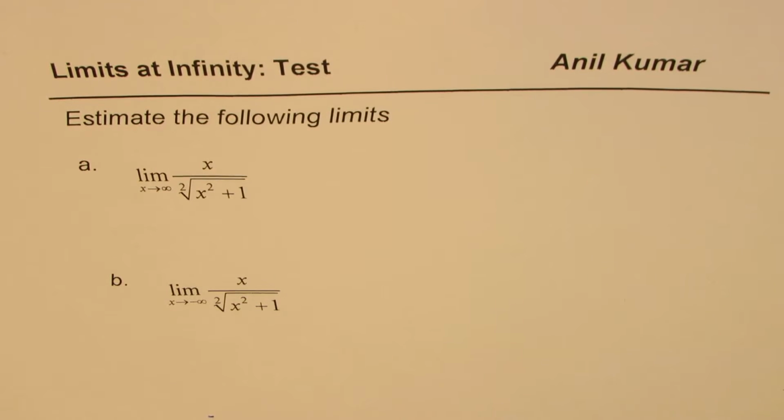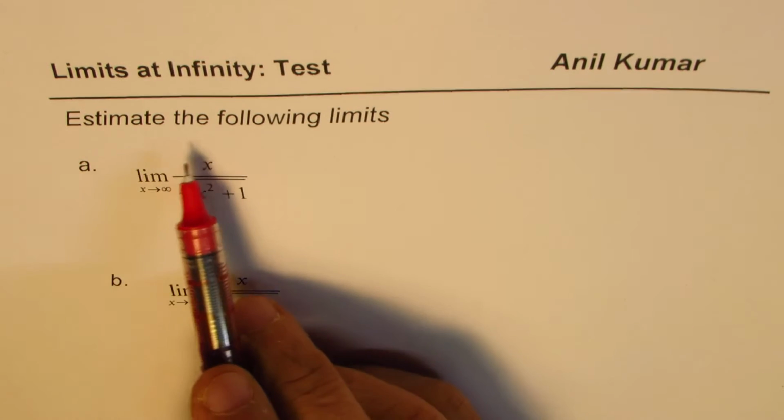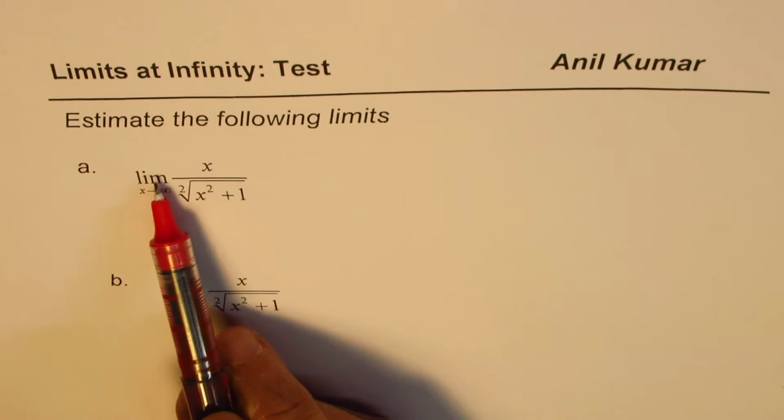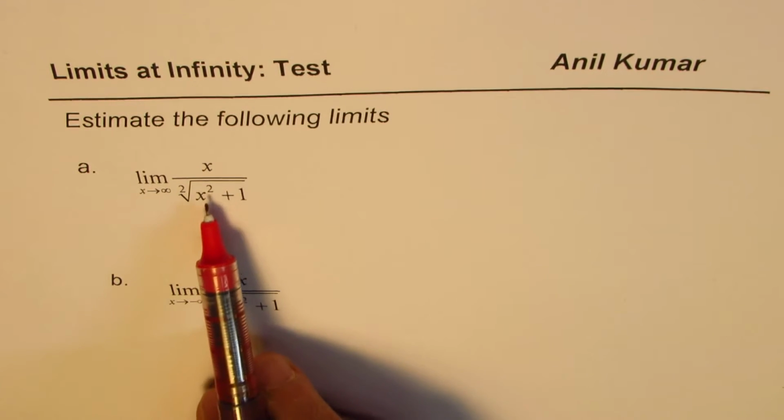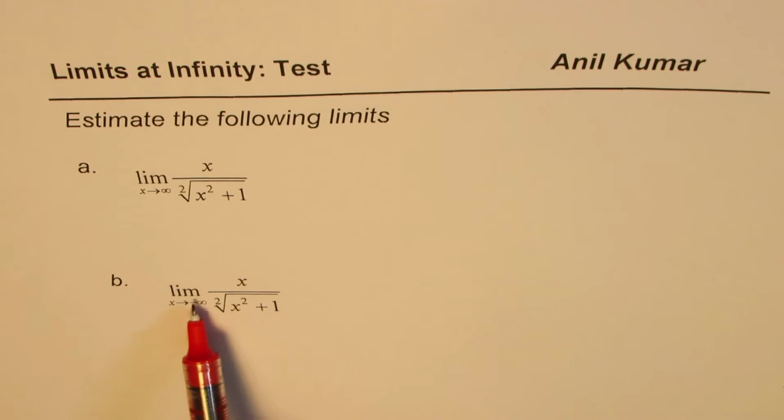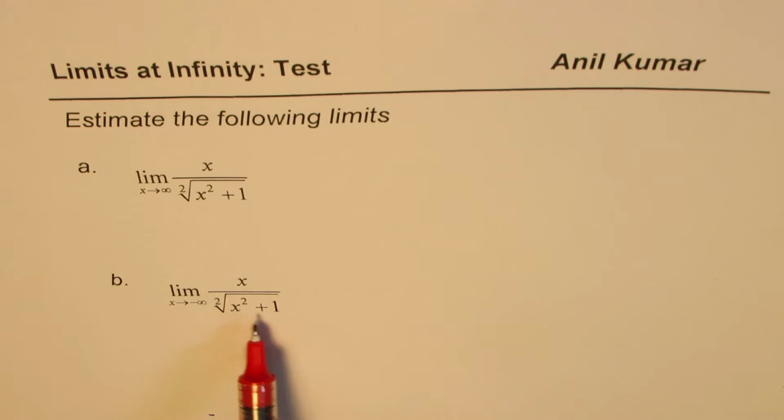I'm Anil Kumar, and on request of my viewers, here are two questions on limits at infinity. You need to estimate the following limits. Limit x approaches infinity, x divided by square root of x squared plus 1. And then limit x approaches minus infinity for x divided by square root of x squared plus 1. You can always pause the video, answer the question, and then look into my suggestion.